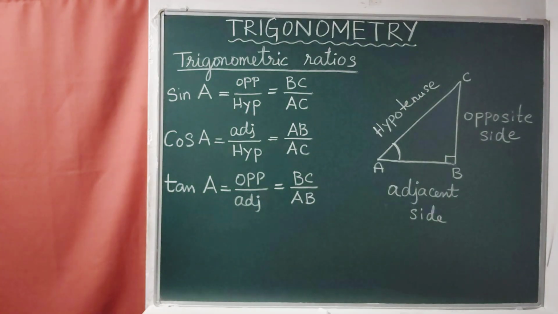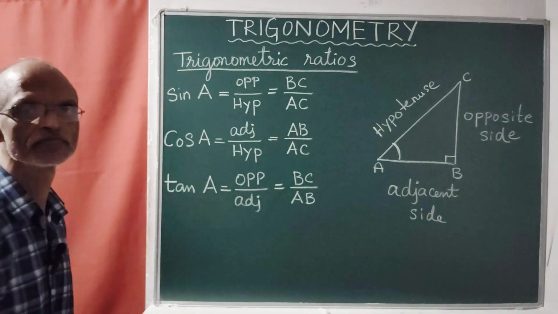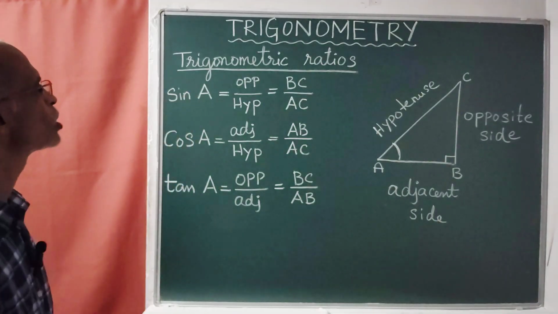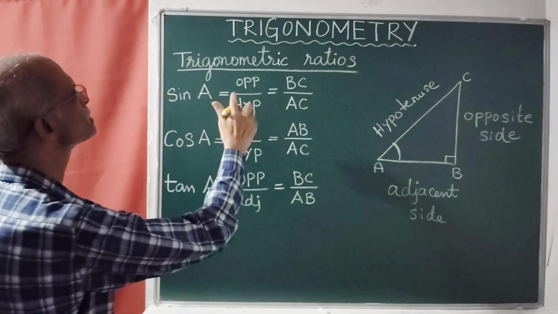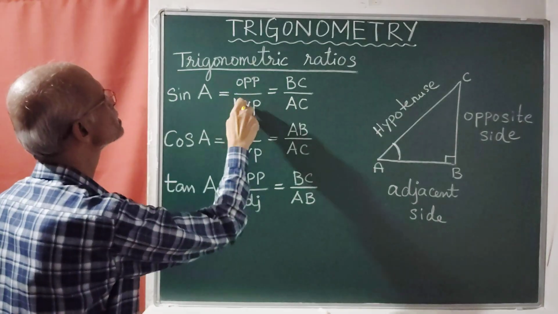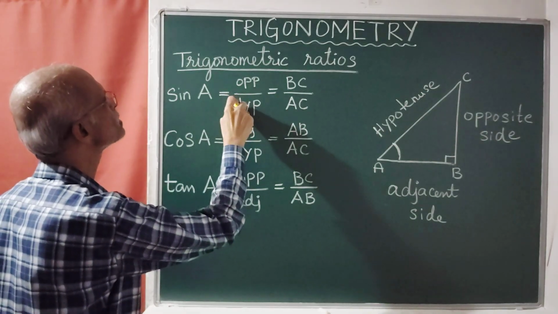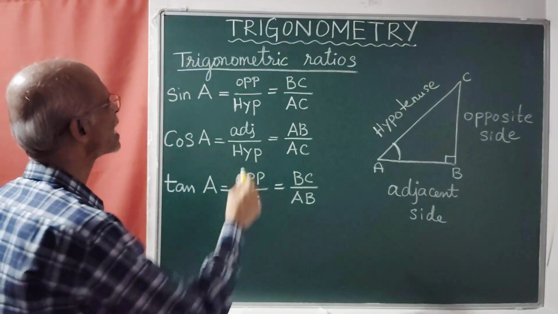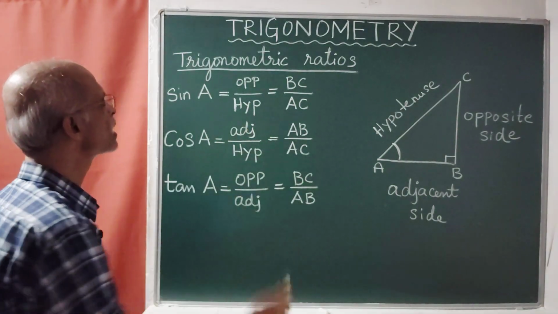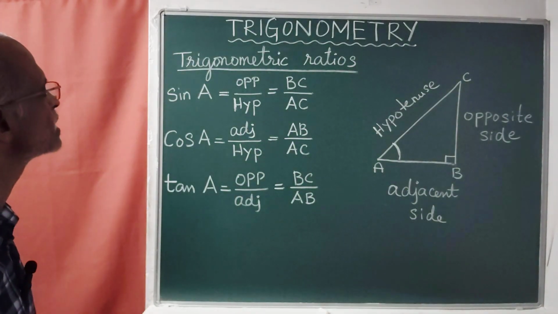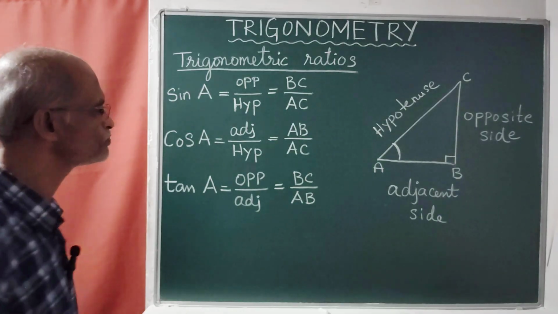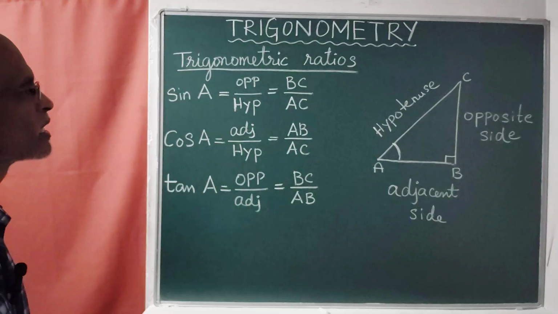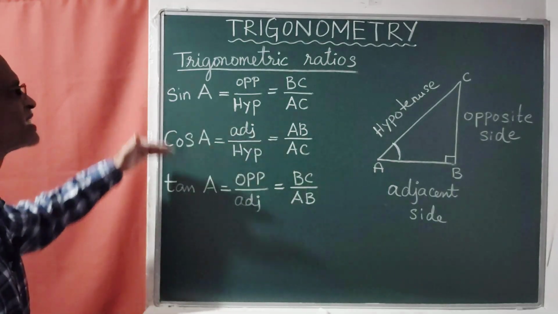We have to remember only these three. Sin A is opposite by hypotenuse. Cos A is adjacent by hypotenuse. Tan A is opposite by adjacent. Now there are three more ratios which are the reciprocals of these three.